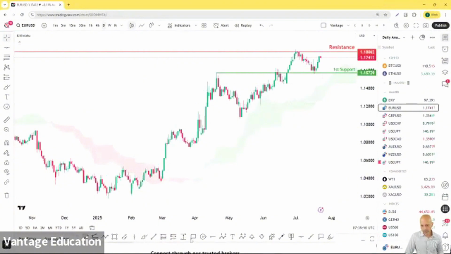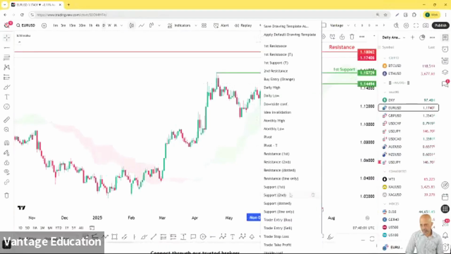Now, in terms of the second support, I can spot a nice overlap here as well at about 1.1450. Why is that the case? We have resistance here in early June, and then we have support here at the end of June. Another nice overlap at 1.1449, which we can label as the second support.